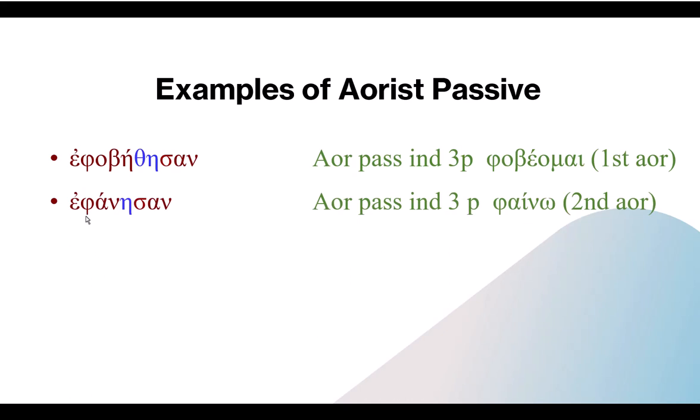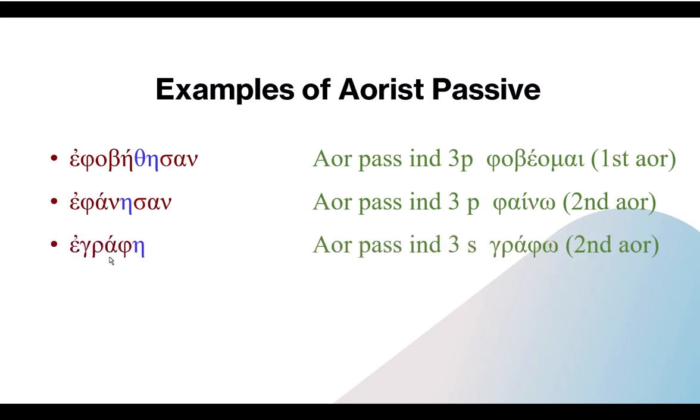Here we have ephanesan, another third plural. We can see the san right away. This is a case, though, where we have a second aorist. The tense formative is just an eta here. So we have phan, that is our aorist stem for the verb phaino, second aorist, and then we have just the single tense formative and then san. So ephanesan. This would be third plural. Phaino typically means to shine, but it can mean to appear or become visible. And so in the passive, this would be they were made visible.